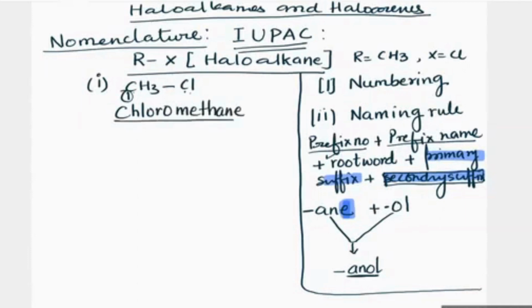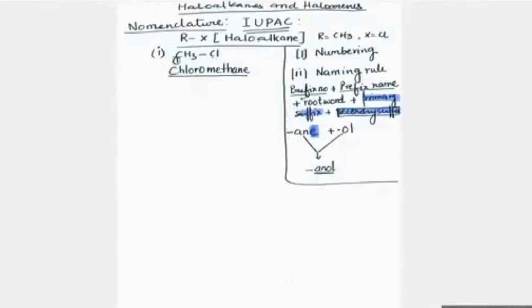So what is the IUPAC name of this compound? Chloromethane. Exactly like a haloalkane. So what is the formula for haloalkane? Its name itself is the rule, its name itself is the formula. So remember this: prefix, number, name, root word. This is going to help you write compounds present in branched form, or if you have other substituents present, you will be able to write in a smooth manner.